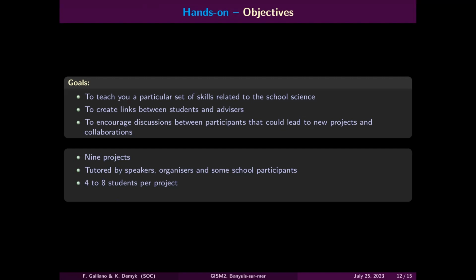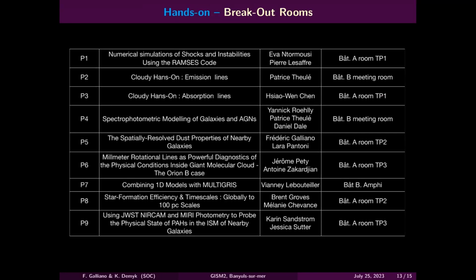So there are 9 projects. You all have the list, I think. It's available on the website of the school. They are tutored by speakers, lecturers, organizers, and a few school participants. The groups are made of 4 to 8 students per project. We try to respect your first choice, and in fact, the selection you made was relatively well balanced, so we hope everybody is happy. So here are the 9 projects, which you all know, with the people supervising them and the room where the hands-on will take place.